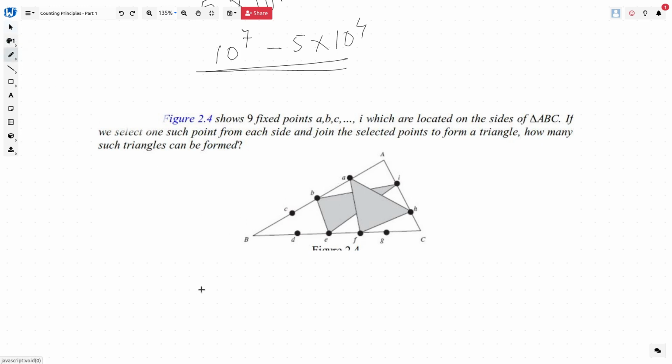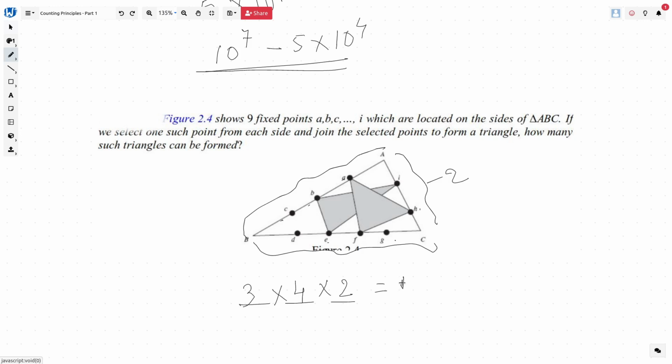So again we can draw this, we have to select 3 points which will form a triangle. From AB we can select 3 points A, B, C. From BC we can select 4 points D, E, F, G. And from AC we can select 2 points, which are I and H. So the total number of ways of selecting this is 3 times 4 times 2, which is 24. So there can be 24 triangles formed using all these points. You can try to draw all these triangles so that you achieve the desired result.